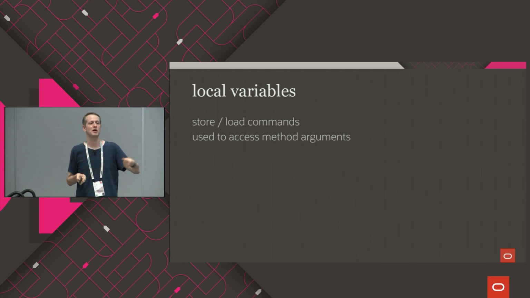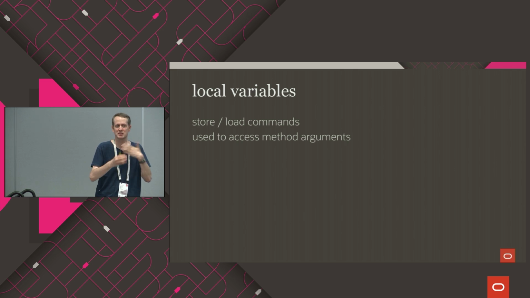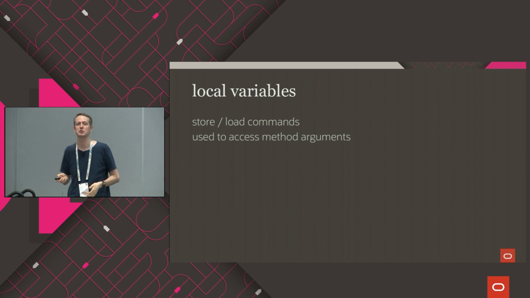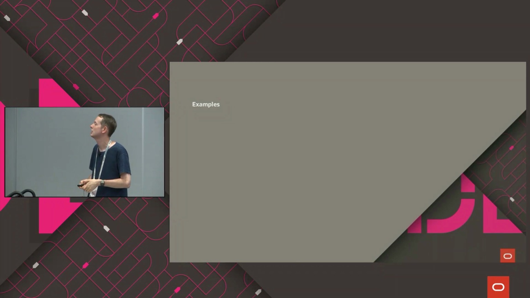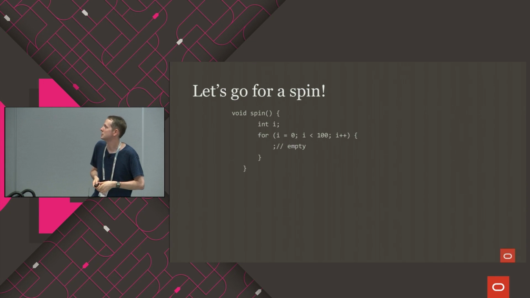And so when we pass a value to a method, the way we access that value that's been passed to us as the callee is to use the same commands that we would use to access local variables. If that doesn't sound very intuitive, when we actually see some examples, it will become easier to understand. So let's go look at some examples.